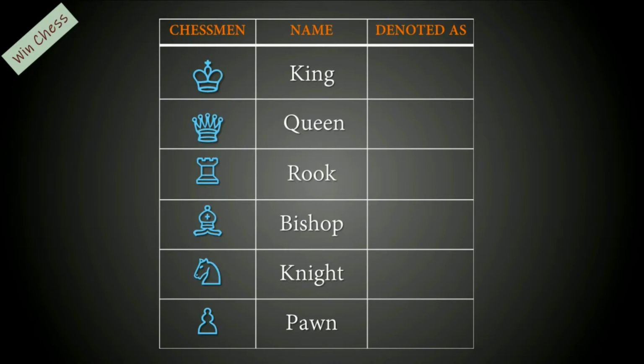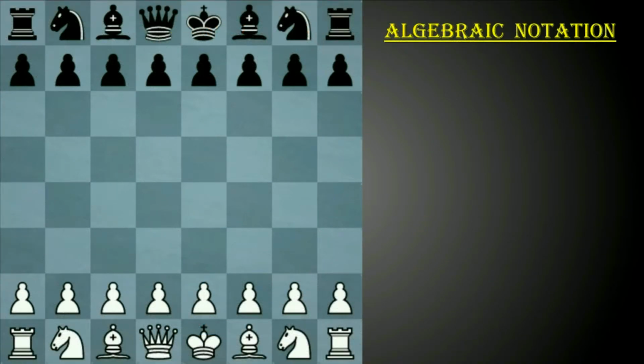King is denoted by capital K, Queen as capital Q, Rook capital R, Bishop capital B, Knight as capital N, as the capital K is already reserved for the king, and finally the pawn. To the surprise, it is not denoted by any letter in algebraic notation. Okay, everything is now set.